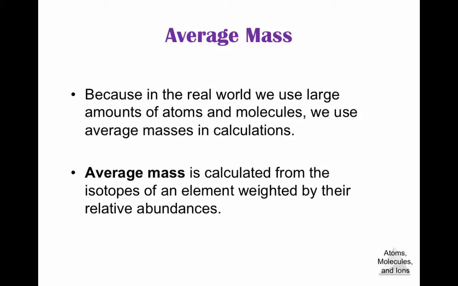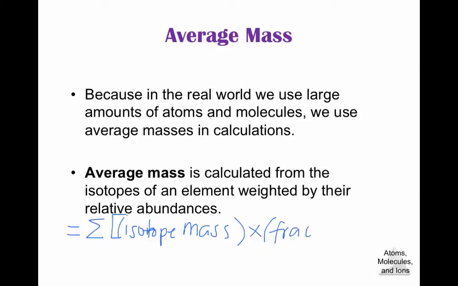Notice on your periodic table, they're not whole numbers. If you look at hydrogen, 1.008, that's not a whole number. The average atomic mass is what we use, and we calculate it from the isotopes weighted by their abundances. The way that we calculate this: average atomic mass equals the sum of the isotope mass, let's say isotope 1, times its fractional abundance. So we take the sum of all the masses times their fractional abundances.